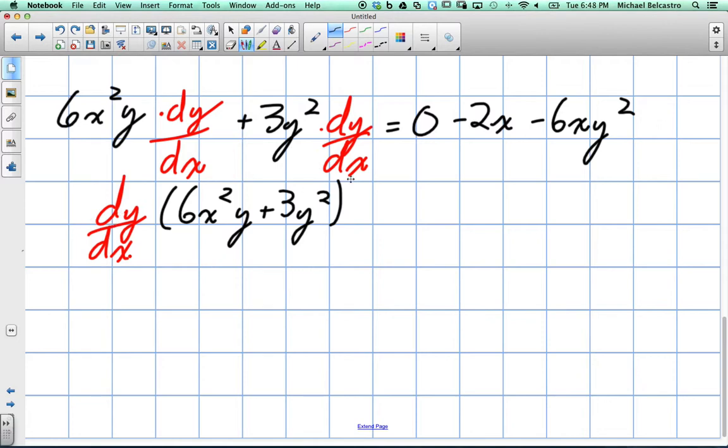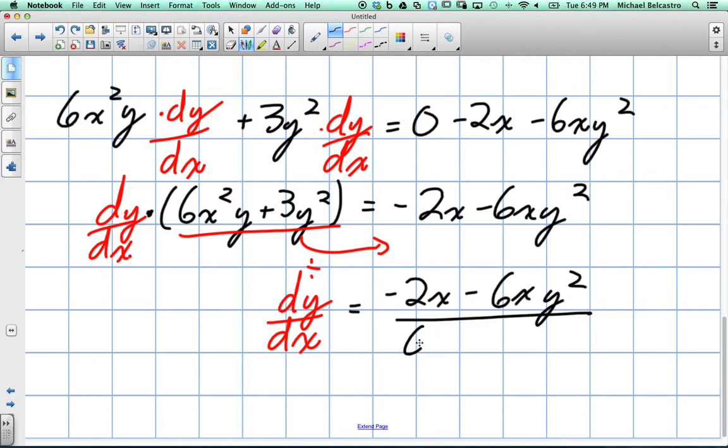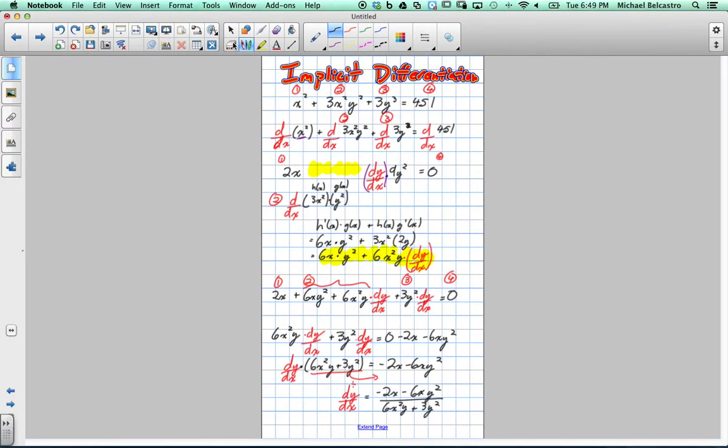So now it's only one variable is equal to, the 0 drops off, negative 2x minus 6xy squared. And to isolate, because this is technically multiplication, I need to bring this over, and when I bring it over, I need to divide. So dy over dx is going to be equal to negative 2x minus 6xy squared over 6x squared y plus 3y squared. We've now derived the function. It can probably be simplified with a bunch of other stuff, but this is our derivative of our function.